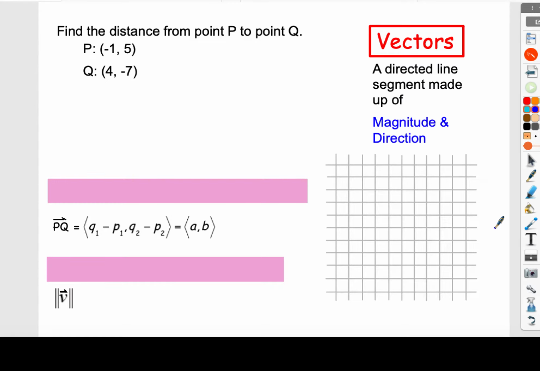This video is going to talk about what a vector is, how to find its component form, and also its magnitude. Now, a vector is a directed line segment made up of magnitude and direction.